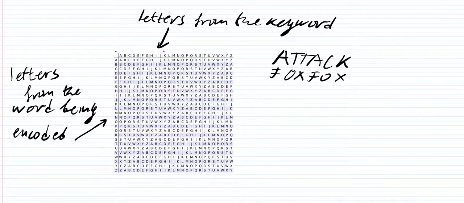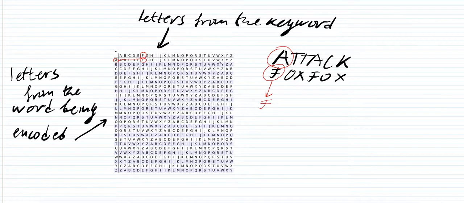So they go over here. Let's try. The first letter we're going to use is letter F. We find letter F on the top. This is our letter F. And on the side we put letters from the word being encoded. So we're using letter A. A goes over here and you look for the intersection. This is the letter that you need. This is letter F. So that means the first letter is F. But we knew that, right?